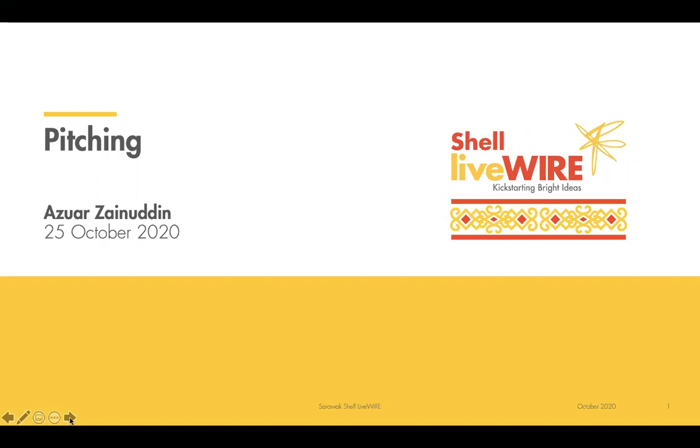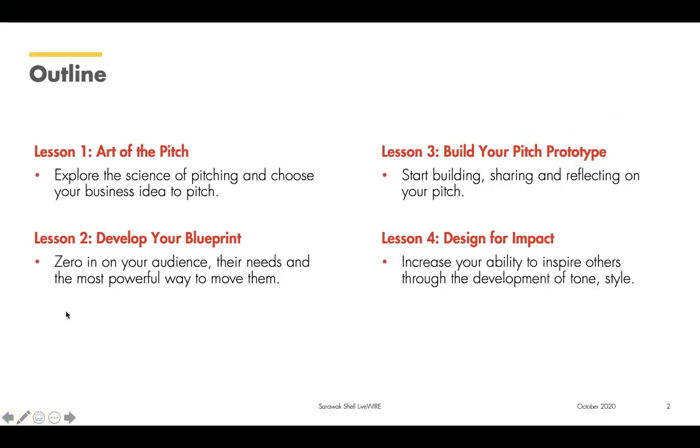All right, pitching. So the outline of today's webinar will be four topics. Number one is, why do we pitch? We look at the art of the pitch and the science behind pitching and why you choose to pitch your business idea, right? And choosing your business idea to pitch, I'm sorry. Number two, once you are clear with the business that you're going to pitch, you're going to develop a blueprint. You're going to single out who your audience are, what are their expectations, and what is the most powerful way to move them or to drive them towards supporting your business idea.